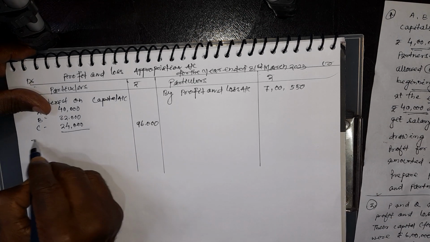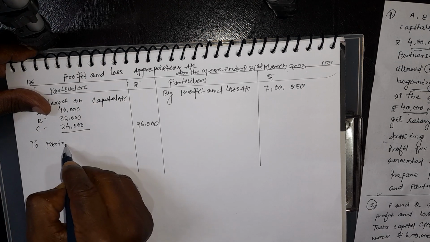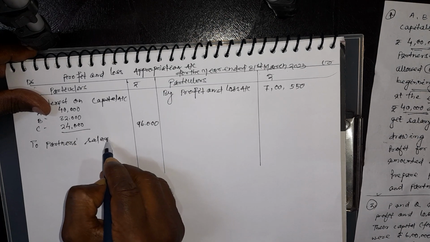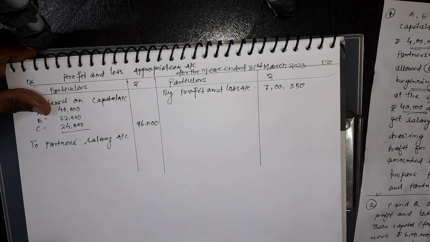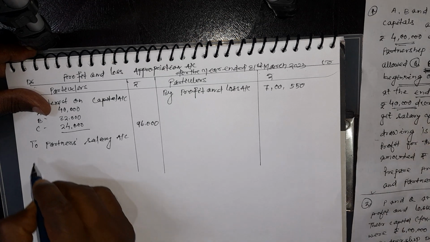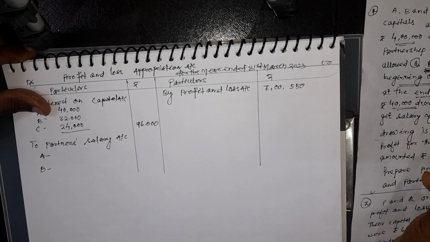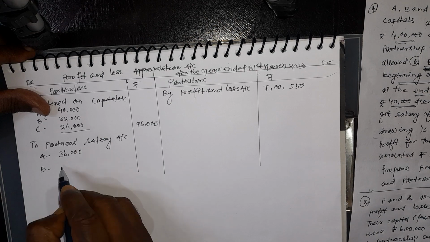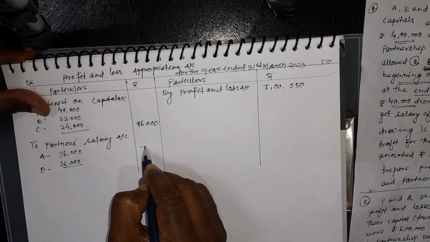Clear? Then you will write to partners salary account. So who is getting the salary? Only A and B are getting the salary. A and B are to get a salary of 3,000 per month. So you will write A and B: 3,000 per month means 3,000 into 12, it will be 36,000. B will also get 36,000. So it will be 72,000.